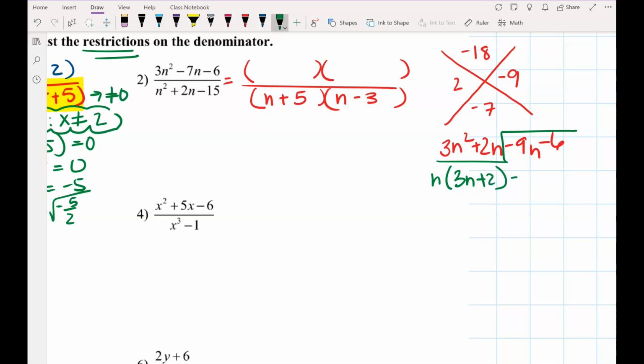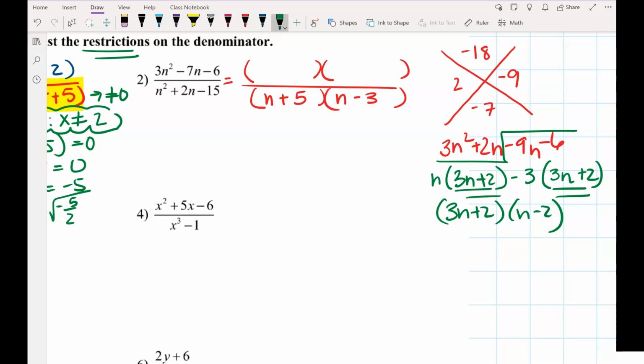Over here, we can definitely take out a negative 3. If we take out a negative 3 from a negative 9n, that will give us a positive 3n. If we take out a negative 3 from a negative 6, that will give us positive 2. So those two factors are identical. That will give me the factors.